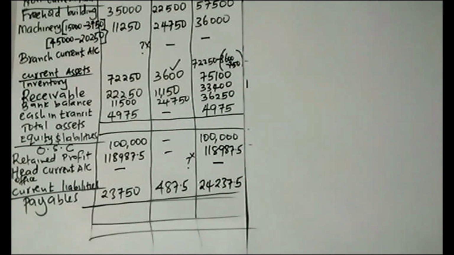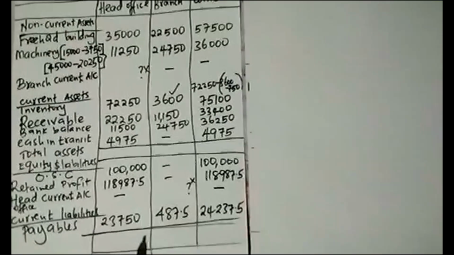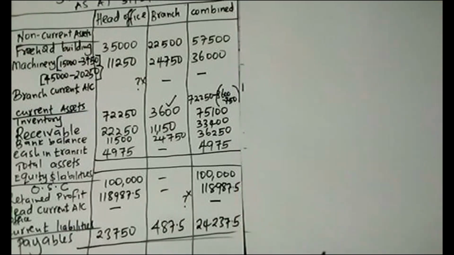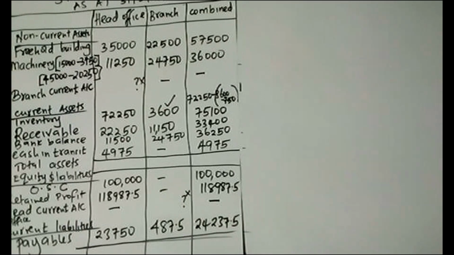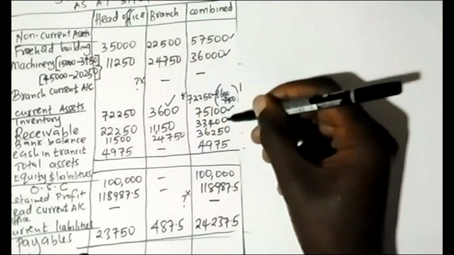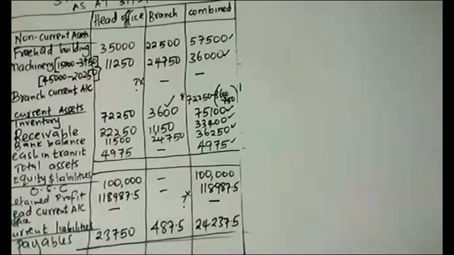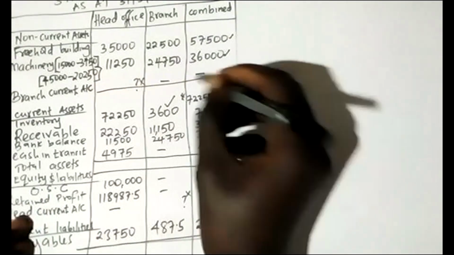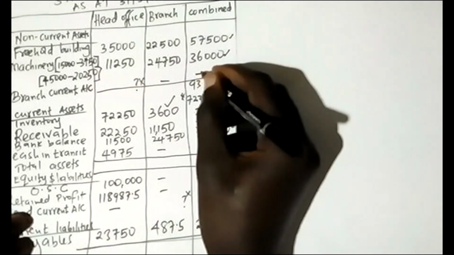So this is fine. We can now do the balancing, and we can start from the combined. For the combined, there's nothing which is missing. So I will take my 37,500, this one. Remember this one was our working. So this one and this one, I add: 57,500 plus 36,000. So I'm getting 93,500.